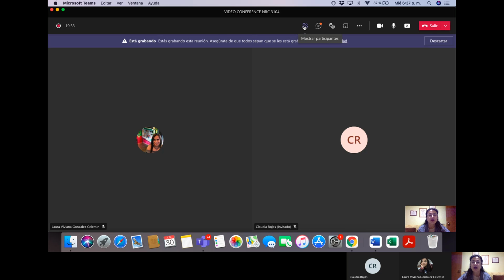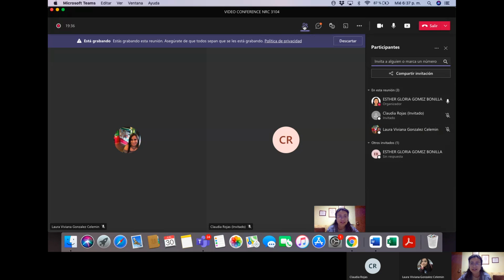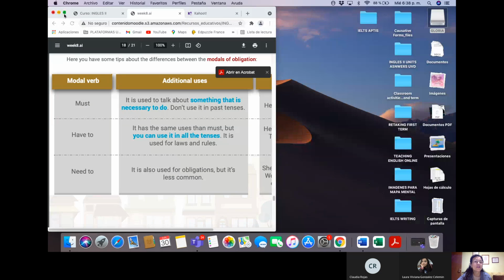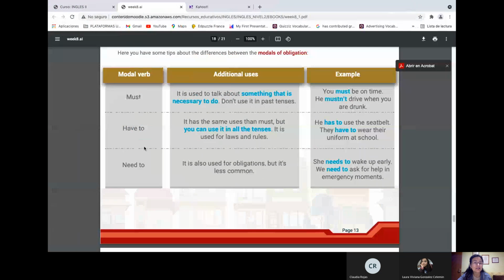And then you have the other case, when you are going to express negative forms. Remember that the negative form of must is mustn't. When you want to express something negative with have to, you use the auxiliary do and does for the present.